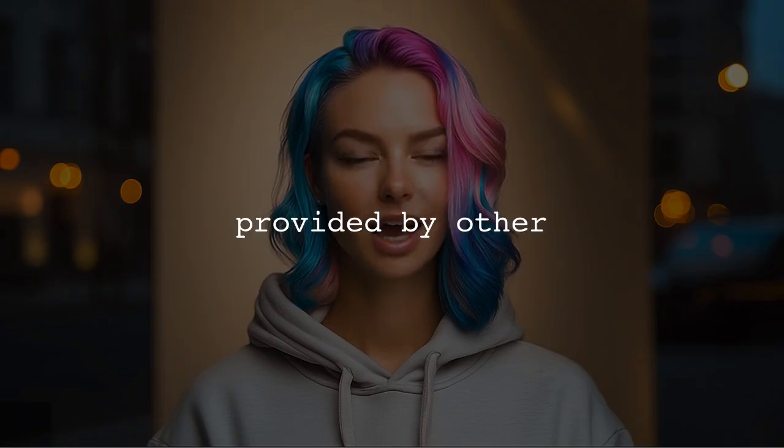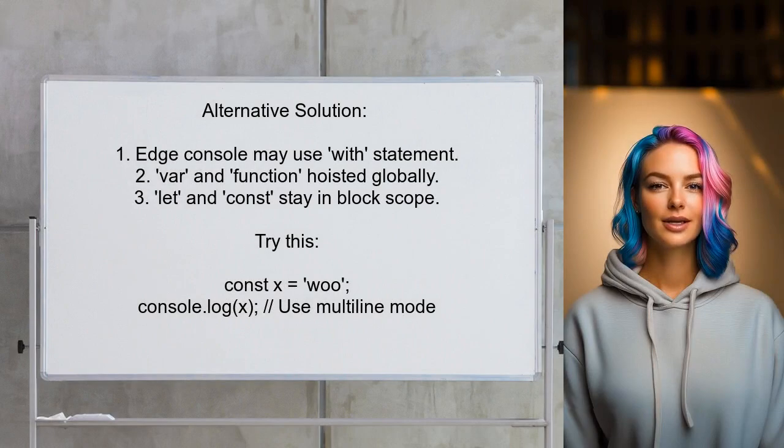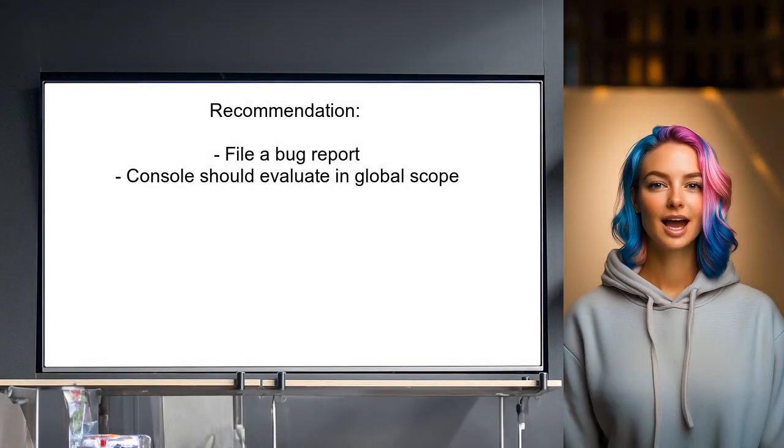Now let's look at the answers provided by other users. One user suspects that the Edge console might be using a with statement, which could explain why var and function declarations are hoisted to the global scope. However, let and const remain in block scope. They suggest trying to enter your code in multi-line mode for it to work correctly. Additionally, the user recommends filing a bug report, since the console should ideally evaluate variables in the global scope.